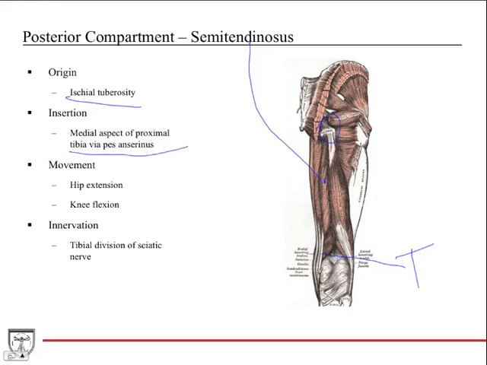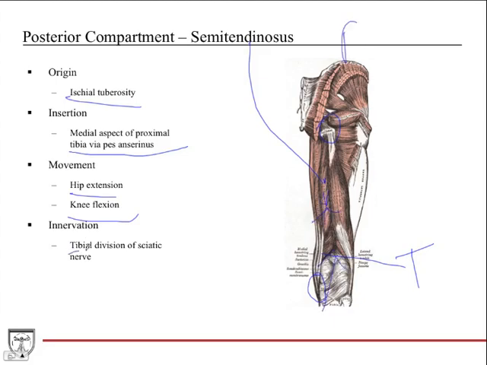And so you can see that here where it's coming down, and it'll form that common insertion point with the gracilis and then the sartorius muscles as well. Now, hip extension, it crosses the hip joint, because you can see up here in this proximal region of the muscle, so it helps extend the hip out. And then knee flexion, so it crosses the knee joint. So again, this muscle, it's going to contract like this, contract, and so it's going to pull this way.